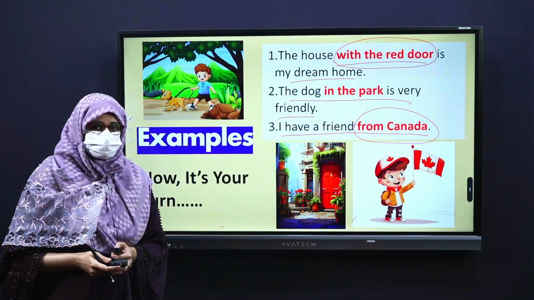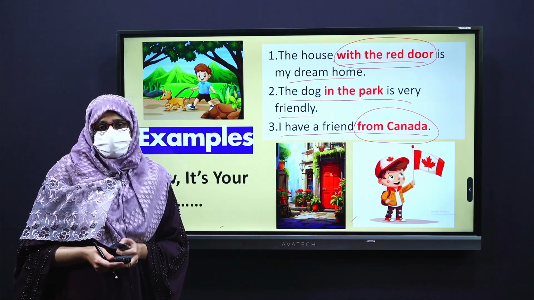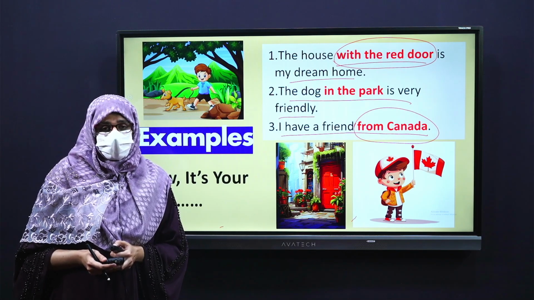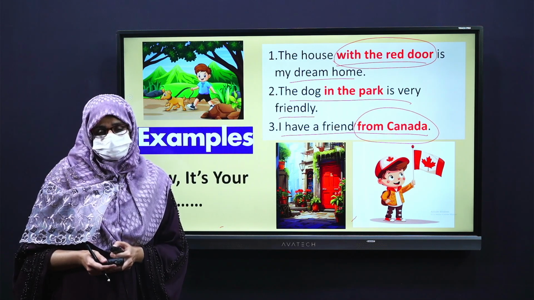From Canada. I have a friend from Canada. For example, आप कह सकते हैं, I saw a beautiful girl who had blue eyes. Here, who had blue eyes is an adjectival phrase.